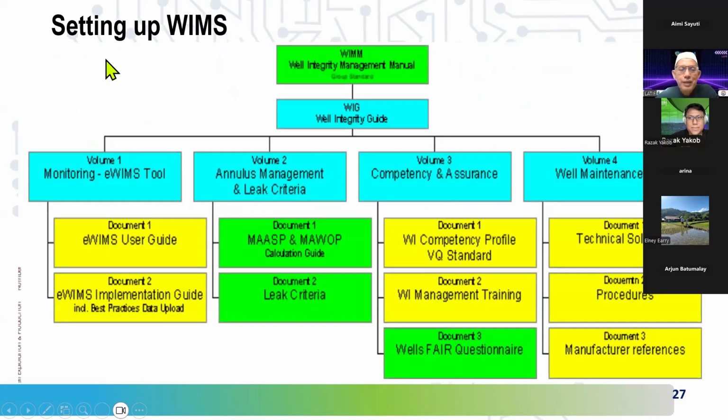That's the content. So set up WIMS, you can see that when we want to set up a WIMS integrated system itself, it covers a few workflows. For example, the manual itself will have an integrity guideline, and the integrity guideline has a few volumes to handle the monitoring, the annulus leak, the competency assurance process, and then well maintenance. So every chapter will explain more details about how the WIMS should be used and how the system is able to help you identify potential failure and so on.